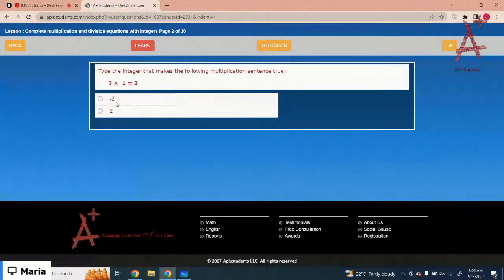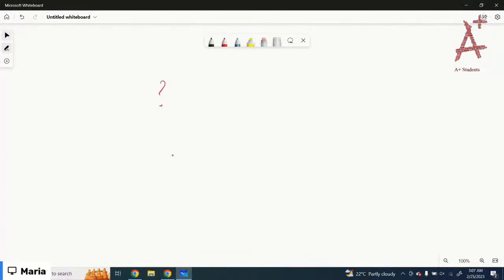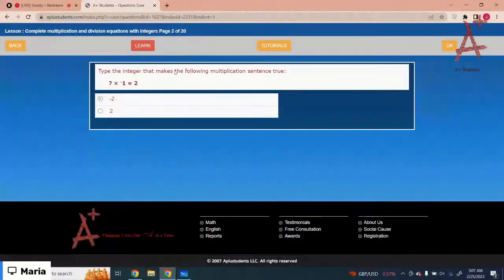The next one is missing number times negative 1 equals 2. Let me do it on the board. You have to find the number that when multiplied by negative 1 makes 2. 1 times 2 makes 2, but here the 1 is negative, and you have to make a positive number. Negative times negative is positive. That means the missing number is negative. Negative 2 times negative 1 equals 2. So the missing number is negative 2.